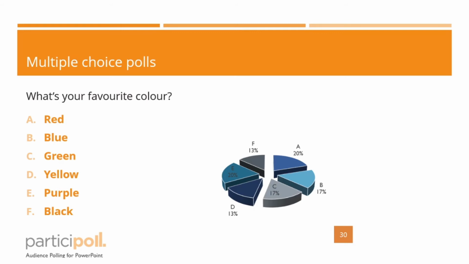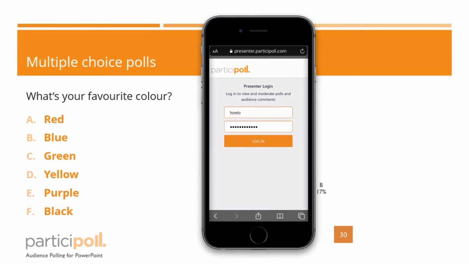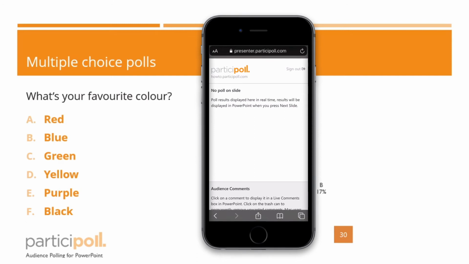If you would like to see your poll results in real time before you reveal them to your audience, you can do so using the presenter login. Access this at presenter.participoll.com. We recommend you do this on a separate device to your presentation machine to avoid disrupting your presentation.